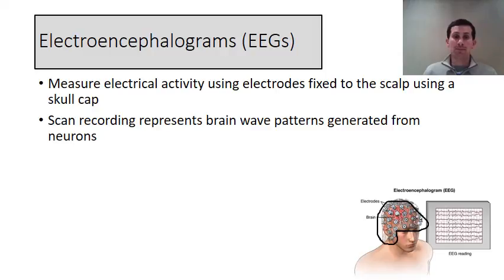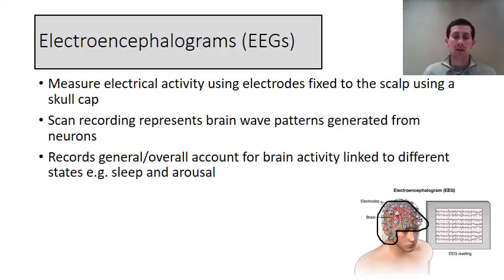The scan records brainwave patterns, generated by all the neurons in your brain. Each of these little electrodes will be measuring your brainwave patterns, and it records the overall account of the brain activity. So when you're asleep, it will look at the brain activity then. When you're aroused or awake, it will look at the brain activity there as well.